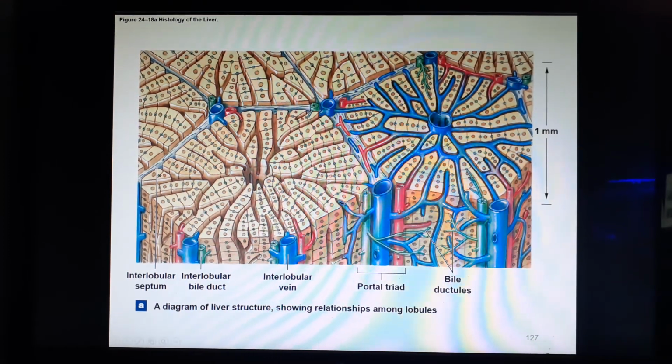Okay, so this is one liver lobule. It's kind of a six-sided hexagon. Right in the center is the central vein. Then you have the plates of hepatocytes, and you have the sinusoids. These are very leaky capillaries that are going to the central vein. So that's what's going in the middle of the lobule. Now, at the corners, for all six corners, we have what's called a portal triad. And the portal triad has an artery, a vein, and a bile duct.